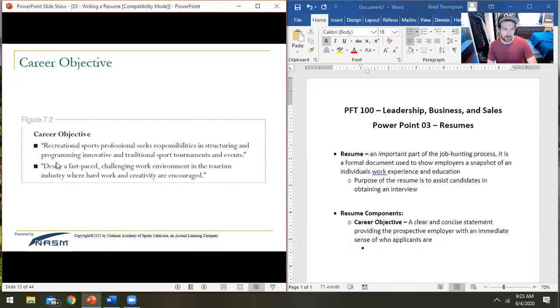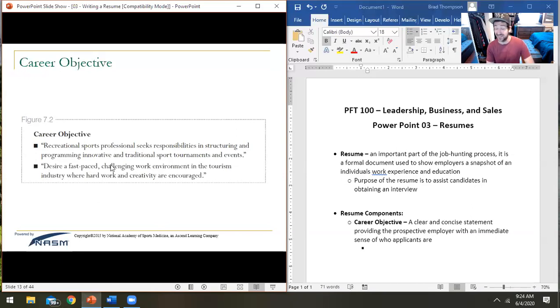So here's two examples, right? Recreational sports professional seeks responsibilities in structuring and programming innovative and traditional sports tournaments and events. This is exactly what I was talking about. This is like an activities director, somebody trying to organize for maybe a rec center or a country club. This person desires a fast-paced, challenging work environment in the tourism industry where hard work and creativity are encouraged. I actually really love that.